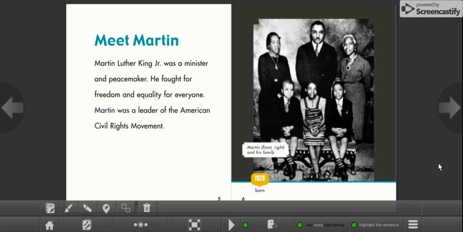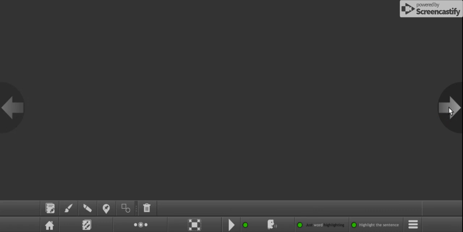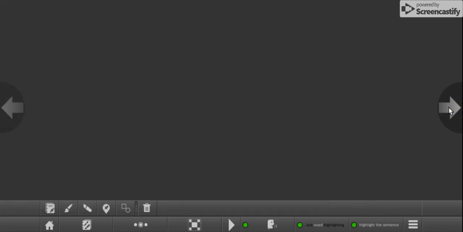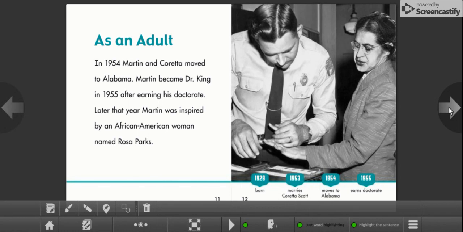So I've been reading through the text, and I'm going to scroll through to what Dr. King did after he became a young adult. And I know that Dr. King was inspired by the great Rosa Parks. And these are details that I probably want to put in my research report.